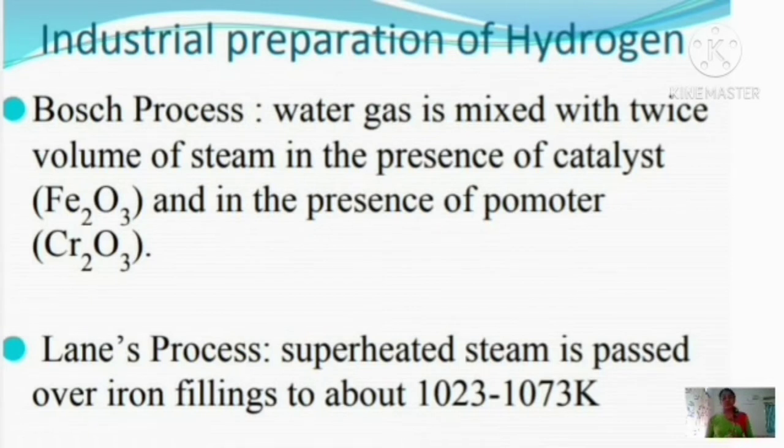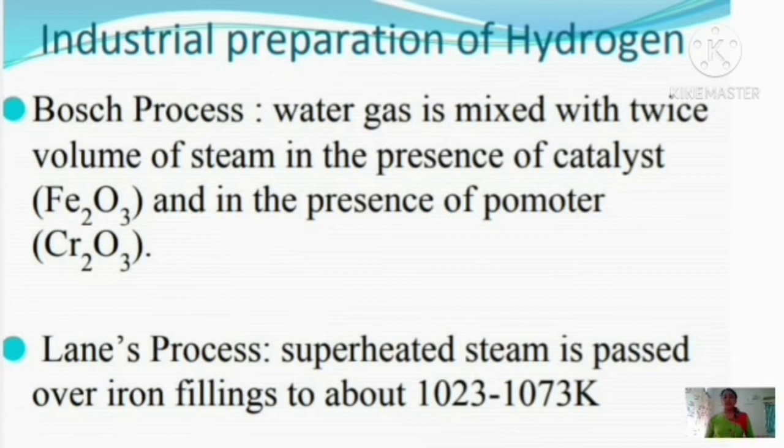So, in Bosch process, we are using water gas. Water gas is a mixture of carbon monoxide and hydrogen, which is mixed with twice the volume of steam. There is a requirement of a catalyst in this process, that is Fe2O3, ferric oxide, and there is a requirement of a promoter in this reaction, which can be chromic oxide, Cr2O3, or thorium oxide, ThO2. In this process, carbon monoxide undergoes oxidation and gets converted into carbon dioxide, and hydrogen gas is produced.